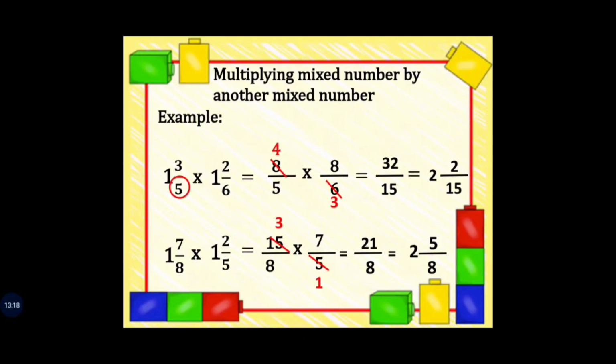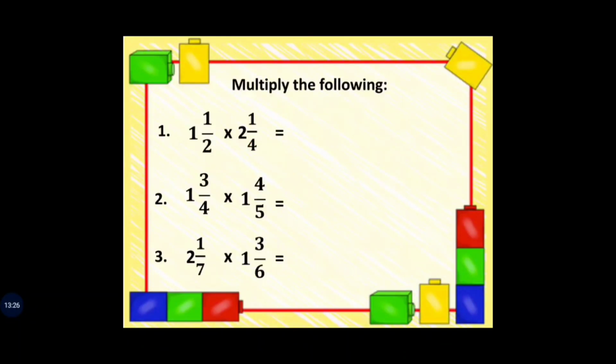Yun lang naman. So, para po masubukan kung may natutunan, multiply the following. Number 1, 1 and 1/2 times 2 and 1/4. Number 2, 1 and 3/4 times 1 and 4/5. Number 3, 2 and 1/7 times 1 and 3/6. Alright, so tatatlo lang yan. So, bibigyan ko kayo ng 2 minutes to answer. Then, after that, we are going to check your answers. So, you can start now.